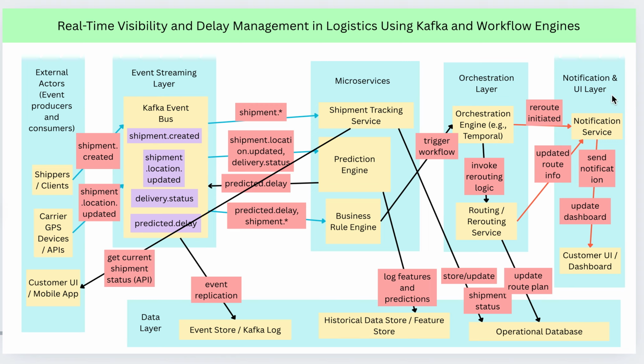Then we have the notification and UI layer. Here we have the notification service that subscribes to the Kafka topics like reroute.initiated and delay.alert. This sends alerts via email, SMS, and push notifications. It also updates the dashboard via APIs or WebSocket.